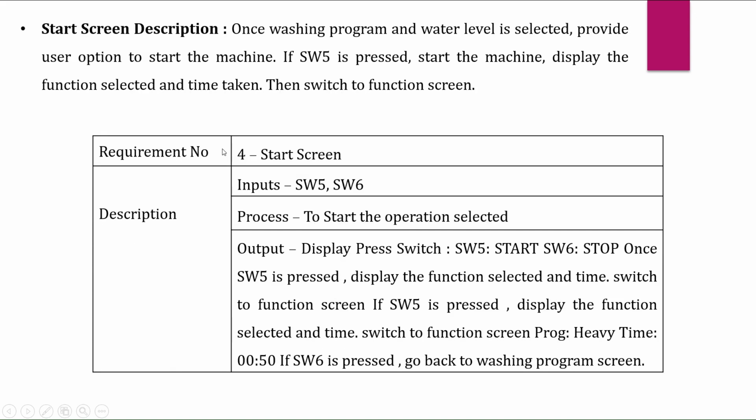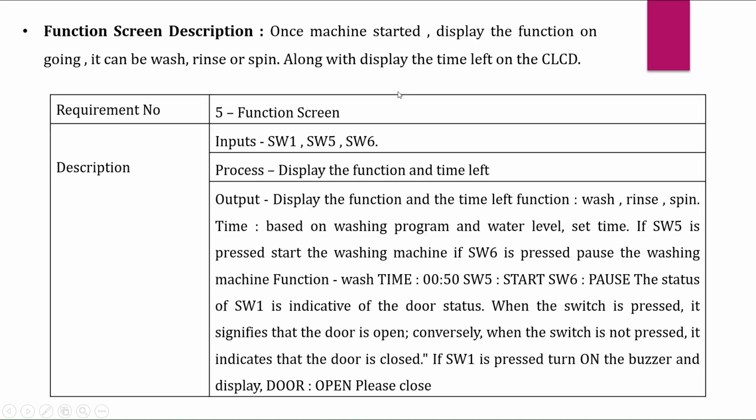The fourth requirement is the start screen description. Once the washing program and water level are selected, provide the user an option to start the machine. If SW5 is pressed, start the machine. Display the function selected and time taken. Then switch to the function screen.